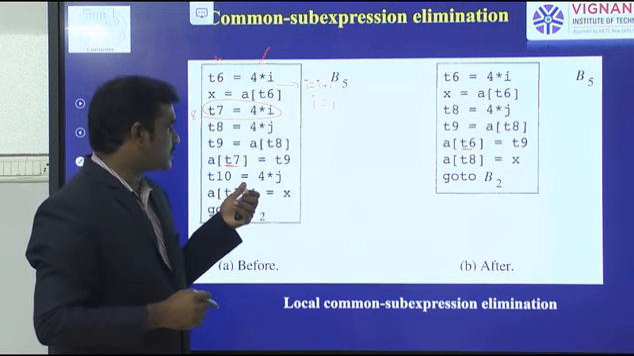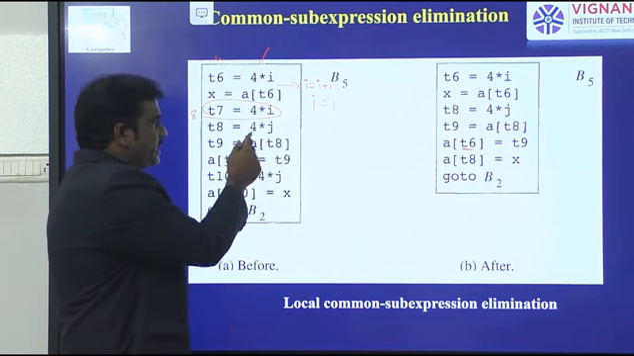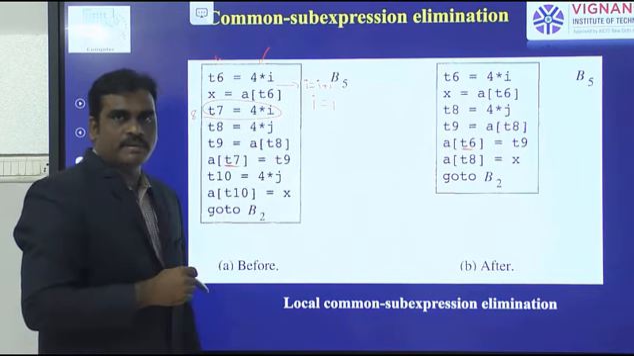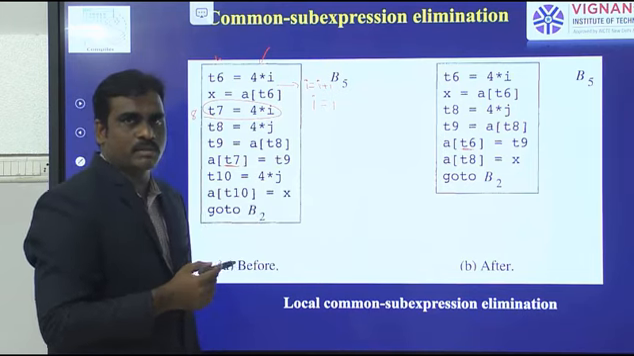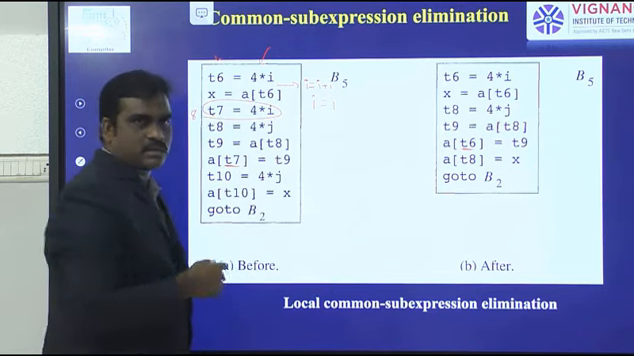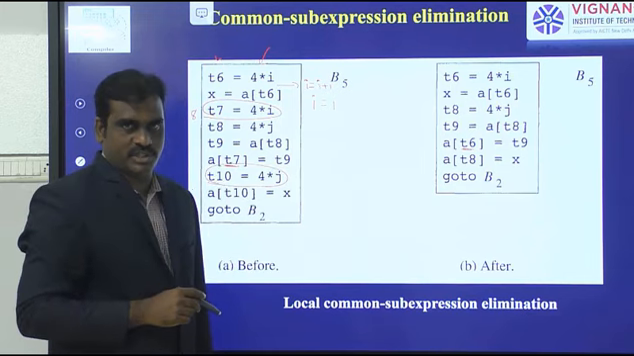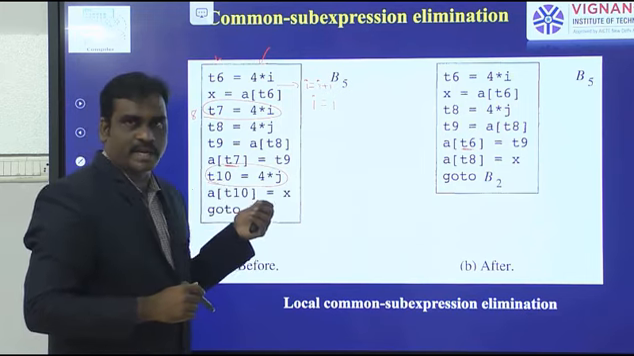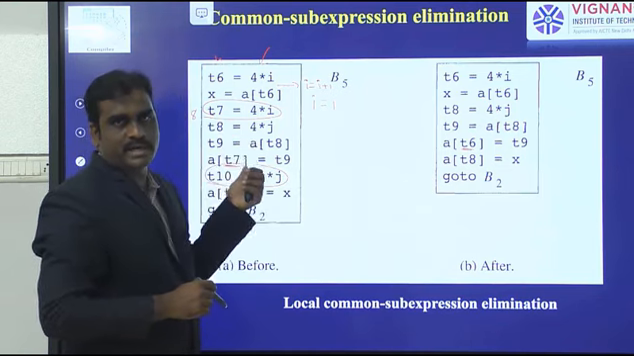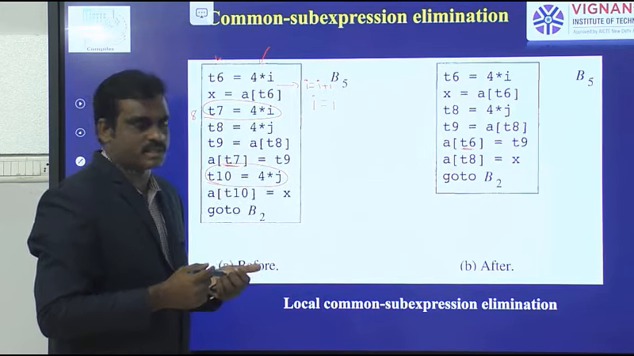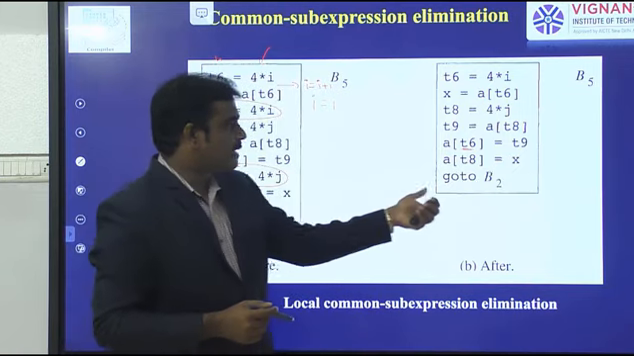Next one, T10 equal to 4 into J. We computed the 4 into J value, and here also 4 into J value. The expression is same. What about the value? In this case, values are also same. So you can directly remove T10 equal to 4 into J. The next statement, A of T10. Instead of T10, you can use T8 because T10 and T8 are the same expressions. So A of T8 equal to X, and then go to B2.